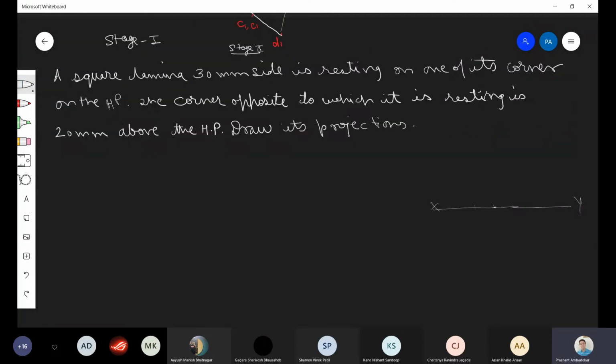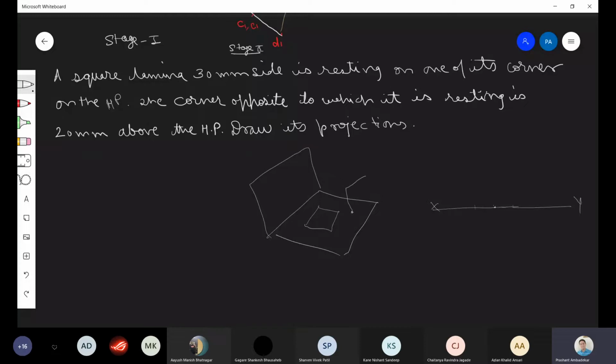Question. A square lamina of 30 mm side is resting on one of its corners on the HP. The corner of the lamina is resting on HP. Is the entire lamina on the HP? No, only the corner is on the HP. Tell me, from this sentence, the entire lamina is not on HP. Only one corner is on HP.